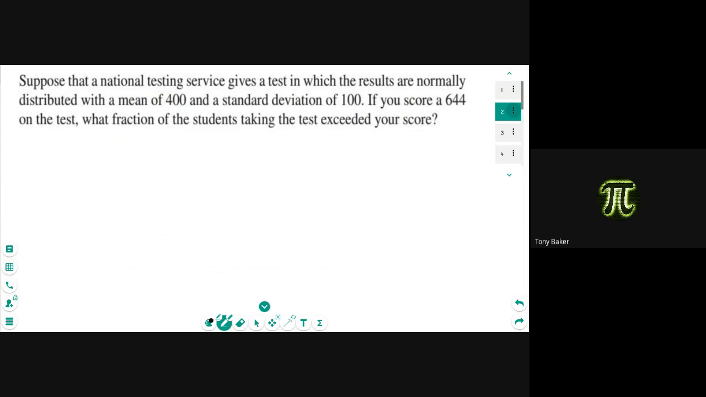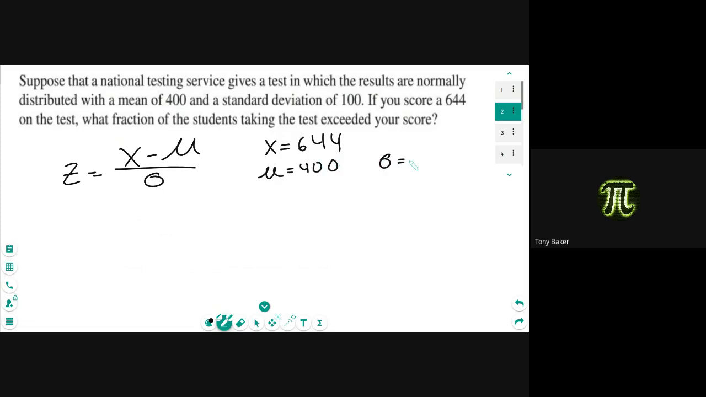So when we're looking for our Z-score, what's the formula for it? X minus the mean, and the standard deviation is on the bottom. So I need 3 pieces of information to do this. I need my X, I need my mean, and I need my standard deviation. So what is the X in this problem? 644. What is the mean? 400. And my standard deviation? 100. All right. So let's find my Z-score.